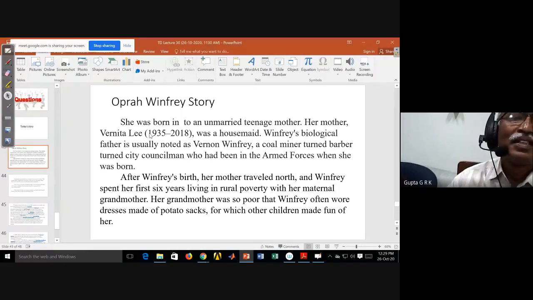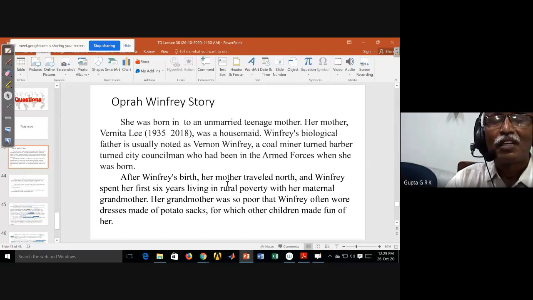Okay, it is about the great lady Oprah Winfrey. If people come across her name, it's good. Otherwise, she is a very great lady. She was born to an unmarried teenage mother. Her mother, Venita Lee, was a housemaid. Winfrey's biological father is usually noted as Vernon Winfrey, a coal miner turned barber turned city councilman who had been in the armed forces when she was born.